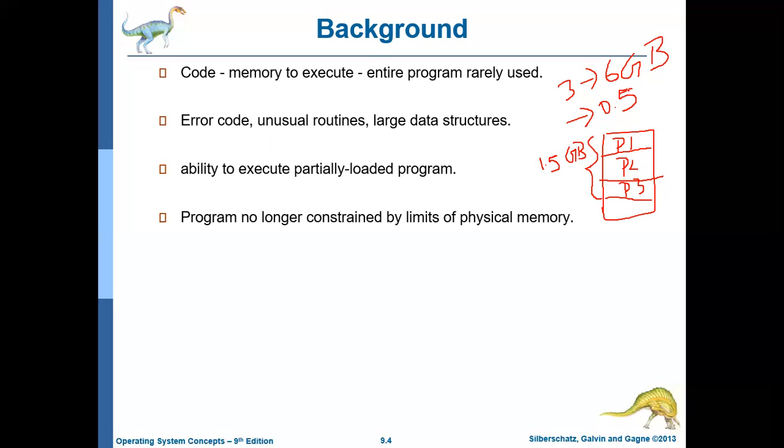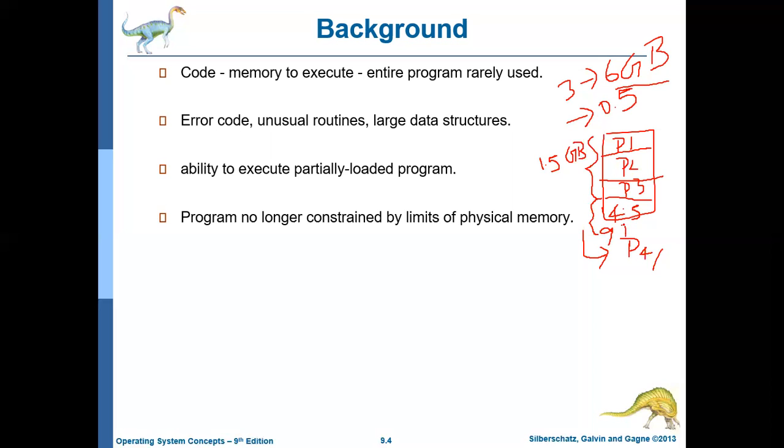So only 1.5 GB of 6 GB is used. So the remaining 4.5 GB is available. Say if some other processes P4, P5, P6 come, they can use these remaining locations. If you give only 0.5 GB for each process, then in the remaining 4.5 GB, how many processes can you load? In 1.5 GB, we are loading 3 processes. So in the remaining 4.5 GB, you can load 9 processes.